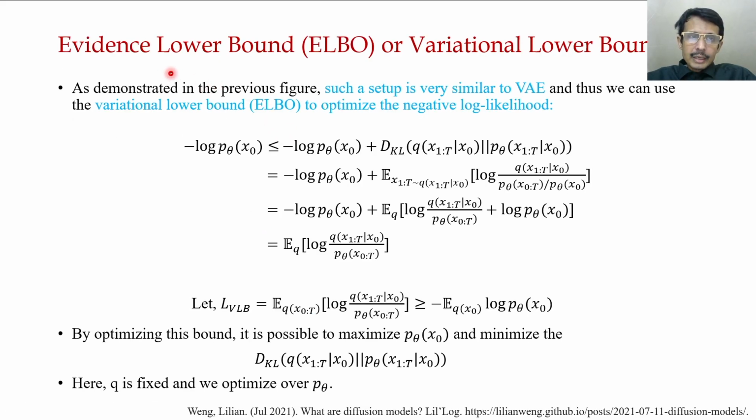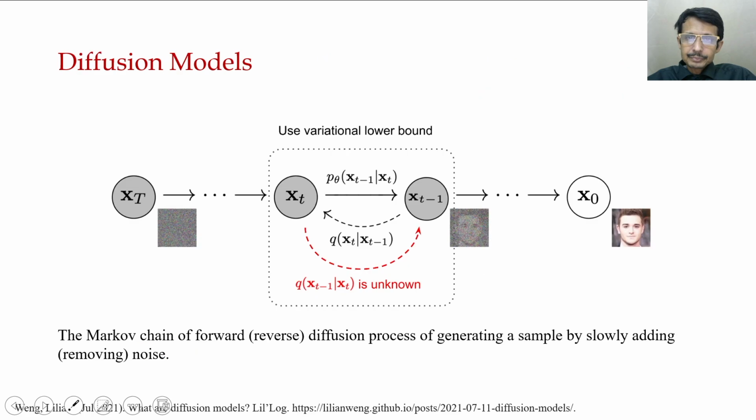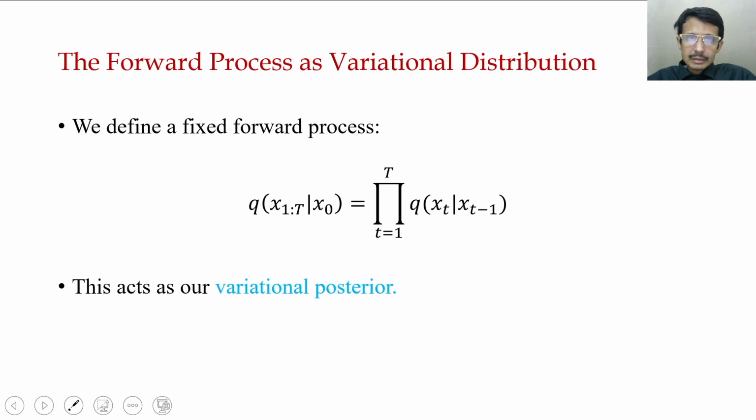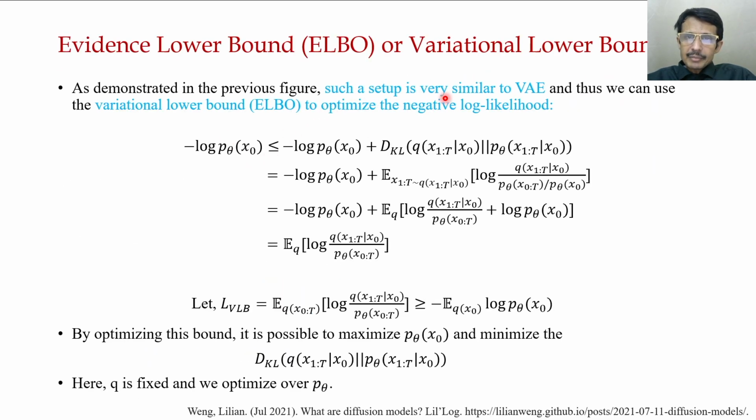Now here, as we have seen in the previous figure, such a setup is very similar to the variational autoencoder we discussed in the last lecture. Thus, we can use a variational lower bound, that is ELBO, to optimize the negative log likelihood. This result we have taken from the variational autoencoder. I think you can recall it.